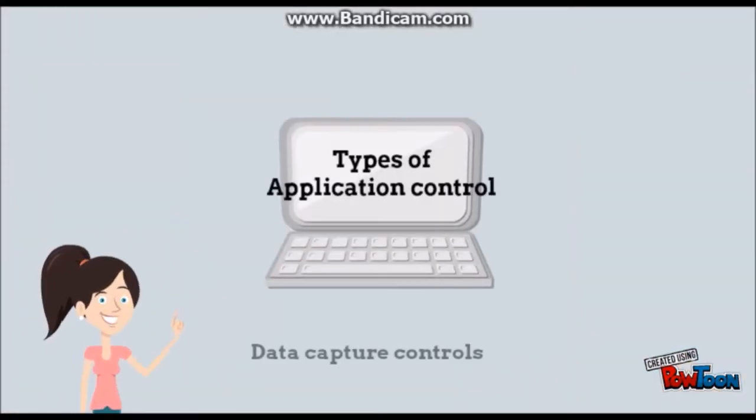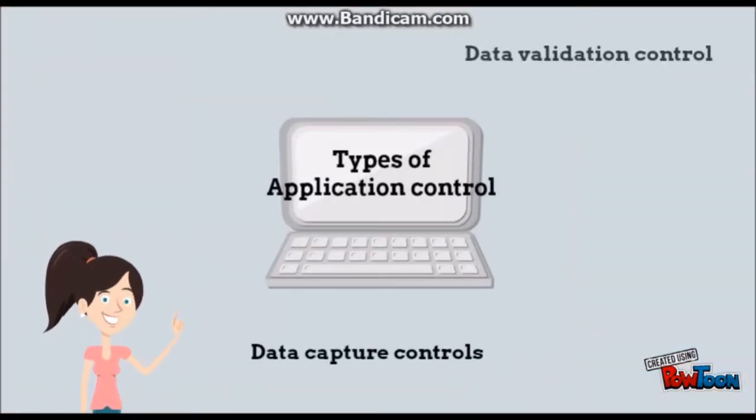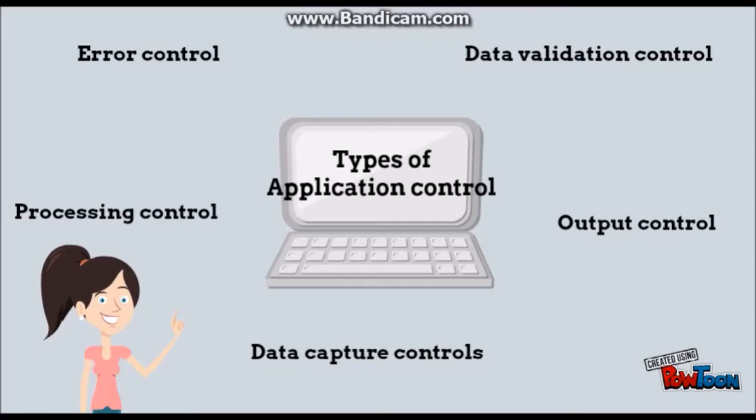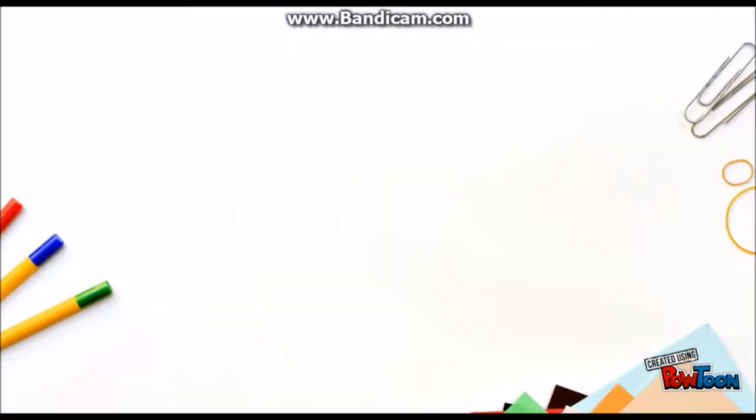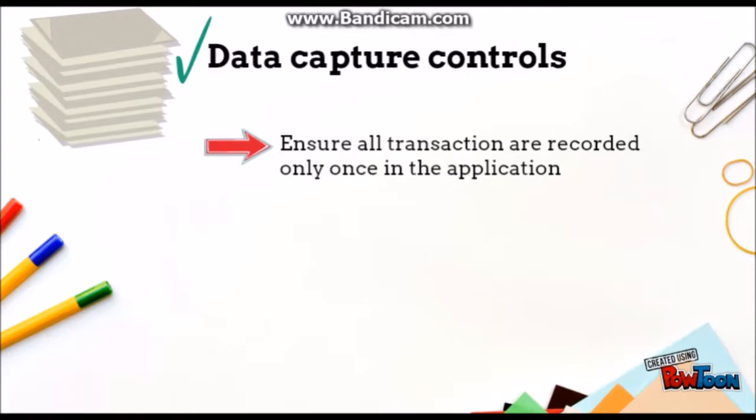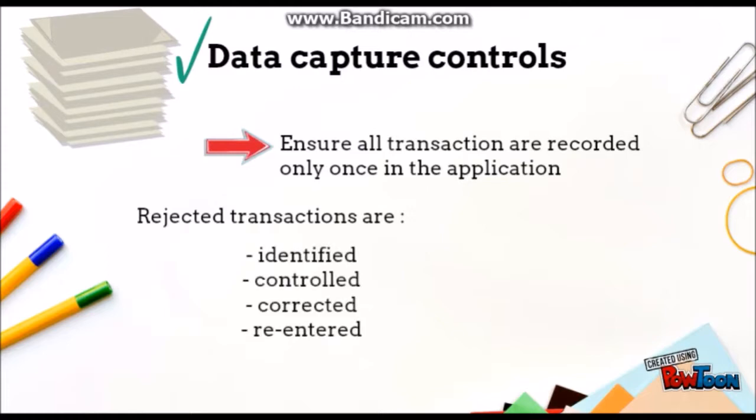There are 5 types of application control: data capture control, data validation control, processing control, output control, and error control. For data capture controls, it is to ensure all transactions are recorded only once in the application. The rejected transactions are identified, controlled, recorrected, and re-entered.